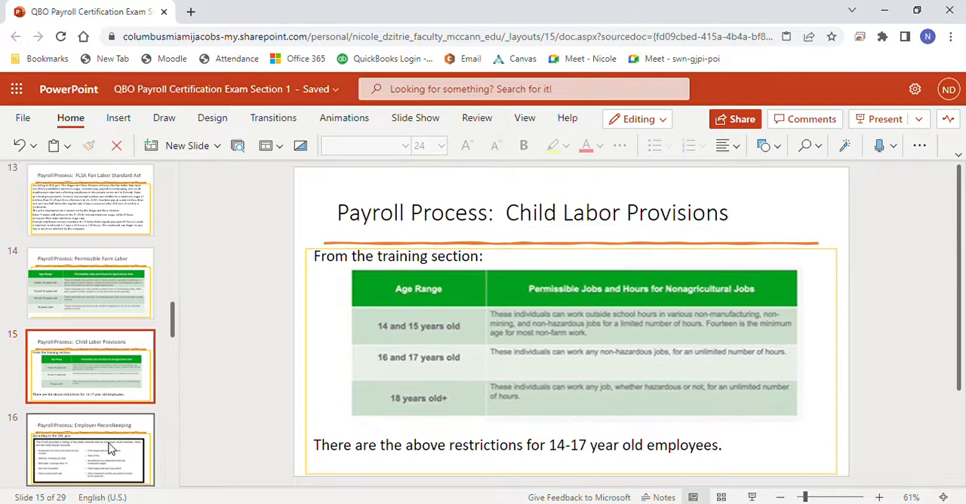And again, there could be state or local rules as well that could possibly supersede. So it depends on the area as well. And these are the above restrictions for 14 to 17-year-old employees. And if you can't see it, it is in the training section.